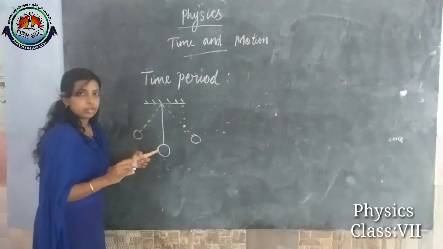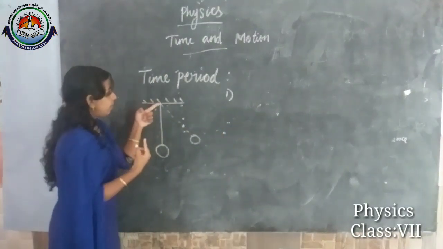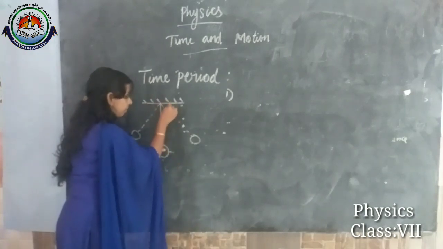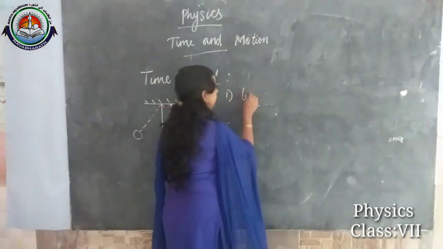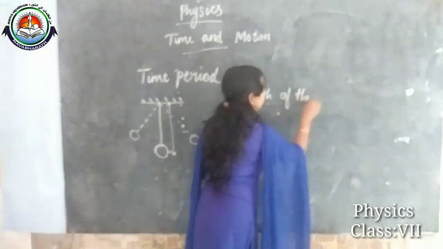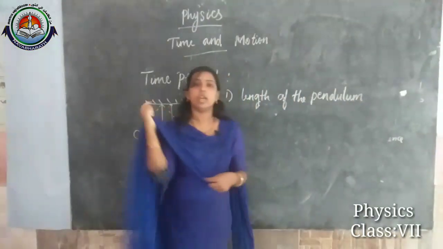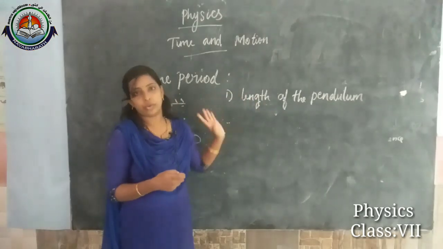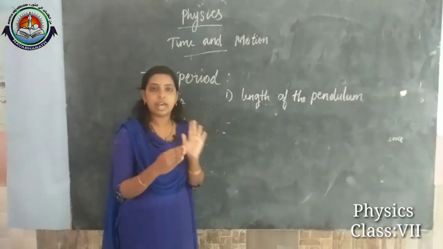In that oscillation, what are the main things we consider? The first one is the length of the pendulum. What is the length of the pendulum? The length from the point of suspension to the center of the bob is considered as the length of the pendulum. Okay, how does the length of the pendulum affect the time period, whether it affects it or not? How are time period and length related?